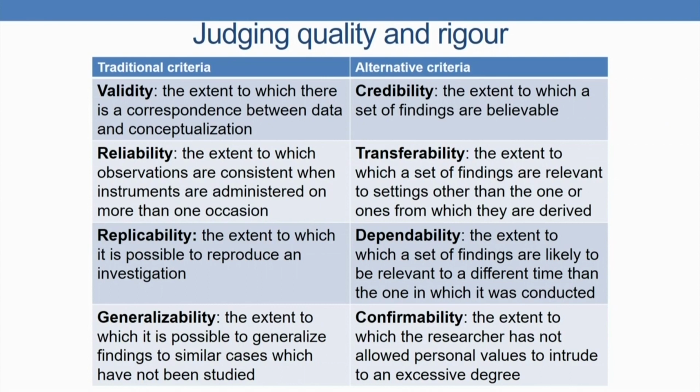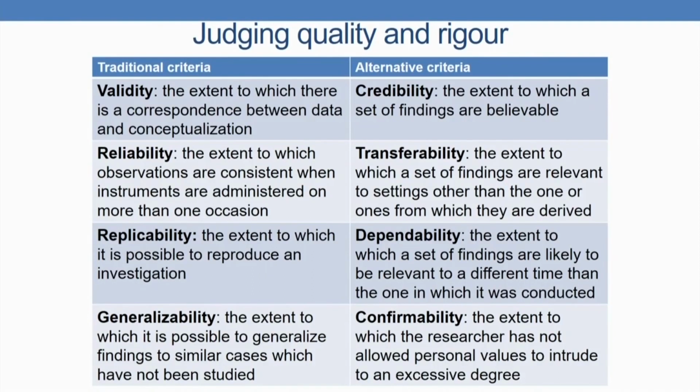So, which means that when we are administering the instruments, if you are administering the same set of variables to understand a certain research problem, whether the final analysis is being repeated or not. So, that will give us a sense of whether the research is reliable or not. Replicability is the extent to which it is possible to reproduce an investigation, and of course, finally generalizability, which is one of the important components of descriptive studies or explanatory studies, which is the extent to which it is possible to generalize findings to similar cases which have not been studied.